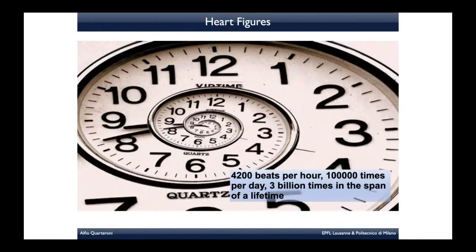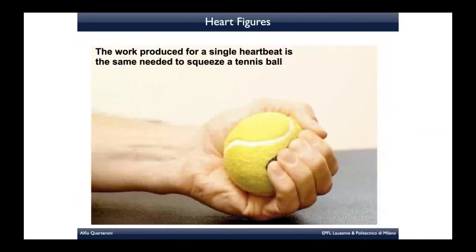It beats on average 42,000 times per hour, 100,000 times per day, 3 billion times in the span of a lifetime, 3 billion times, right? I'm sure you do not know any other machine that lasts so long.